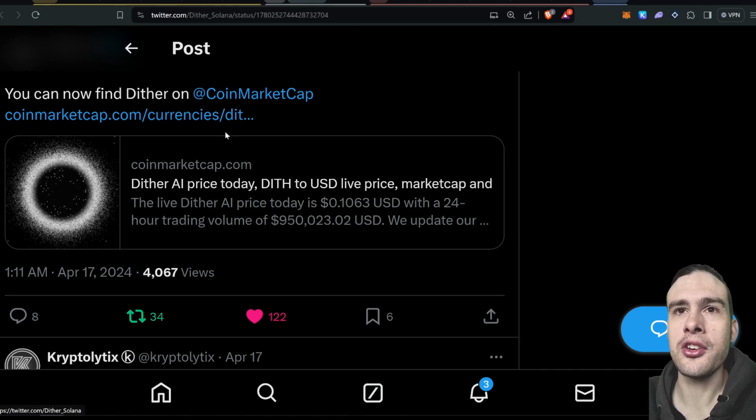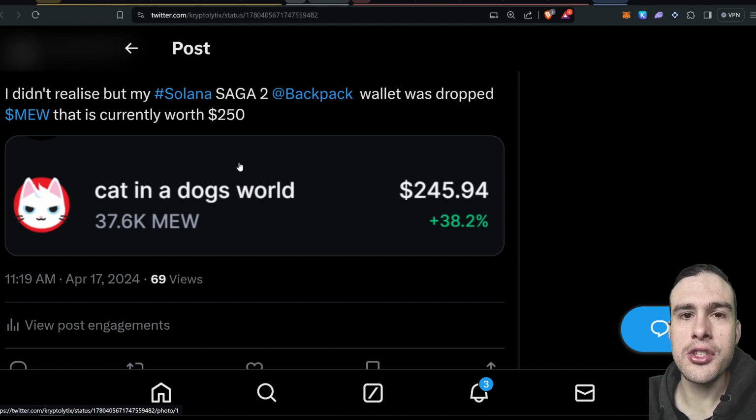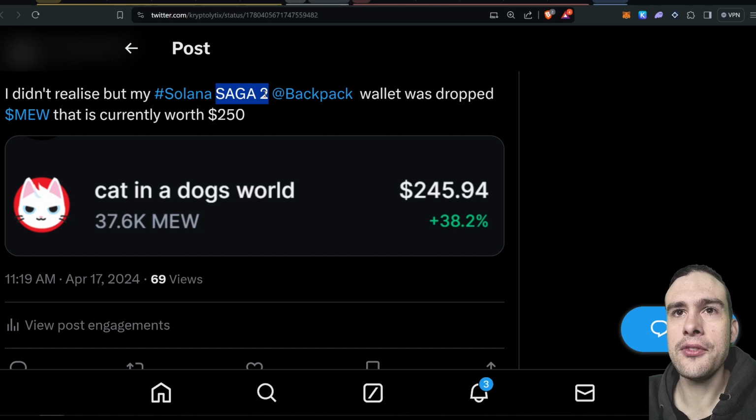I bought the token so it would force me to stay up to date with how it was going. I actually didn't realize, but I have Mew in my Solana Saga 2 wallet address, because I use Backpack for that. Now, I don't use my Backpack wallet actively. I just saw that when signing up for the Saga 2, it was suggested to use a Backpack wallet because then you might actually get NFT drops into it. So that's why I set up Backpack. And I was dropped Mew, which is currently worth 250 bucks, which is really, really cool.